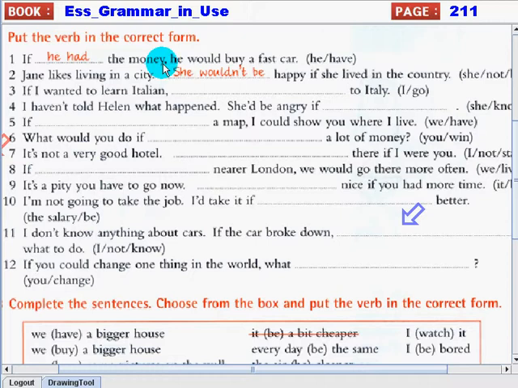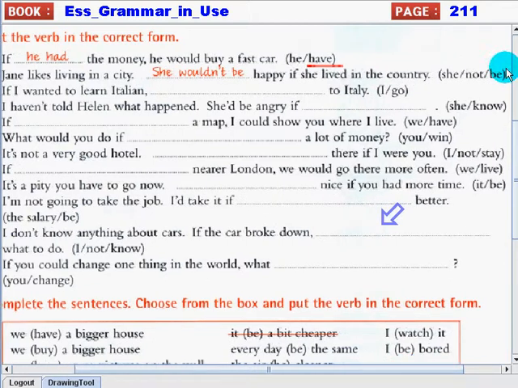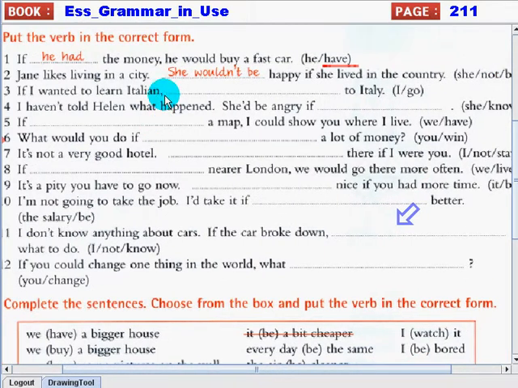If he had the money, he would buy a fast car. We have here our subject he and verb have. We turned it into the word had. Number 2. Jane likes living in a city. She wouldn't be happy if she lived in the country. To make the sentence in negative form, we added the word not, and we turned the word will into would for its past form. She wouldn't be happy if she lived in the country.